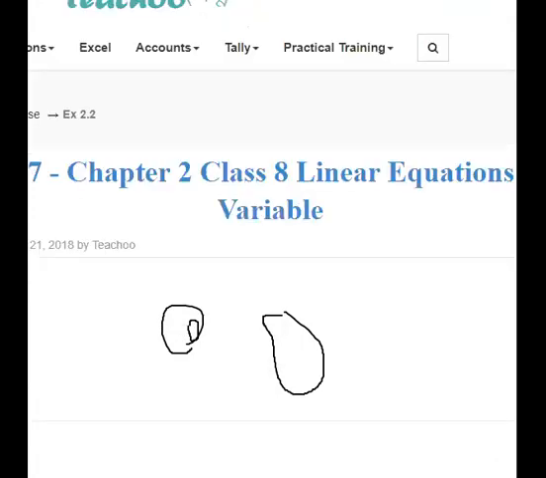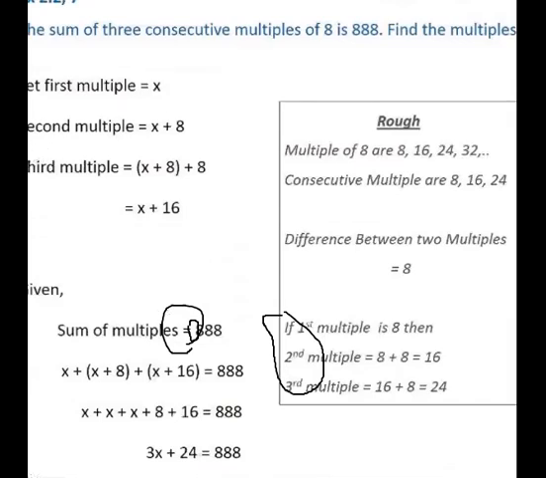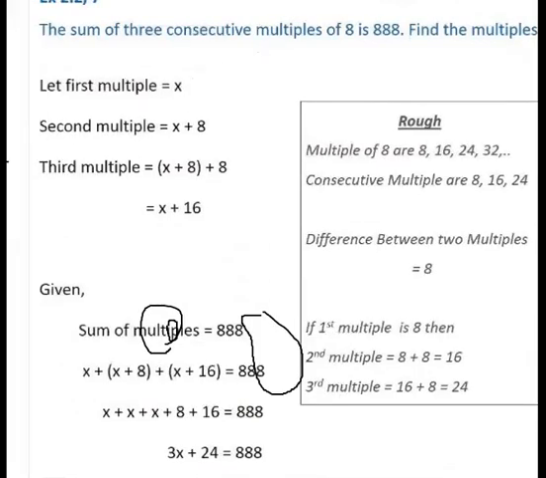Moving forward to 2.2 question 7, and it is again a new concept for you. Now here the new concept is that you have three consecutive numbers. What do you mean by consecutive? Consecutive means regular numbers, like 1 2 3 are consecutive numbers, 4 5 6 are consecutive numbers, 3 4 5 are consecutive numbers. Numbers which are regular, like 55 56 57, these are consecutive numbers.